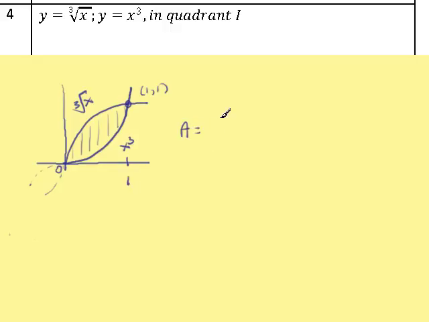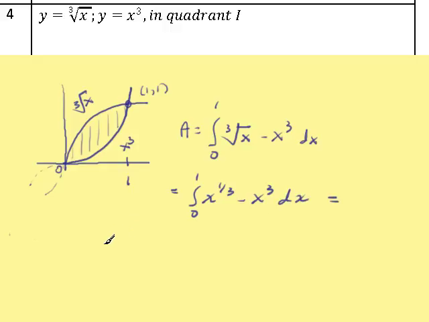So the area is equal to the integral from 0 to 1 of the cube root of x minus x cubed. All right, let me write the cube root of x as x to the 1/3, getting ready to use the power rule. So we have x to the 1/3 plus 1, that's x to the 4/3. Now divide by 4/3, or multiply by 3/4, minus x to the 4th over 4.